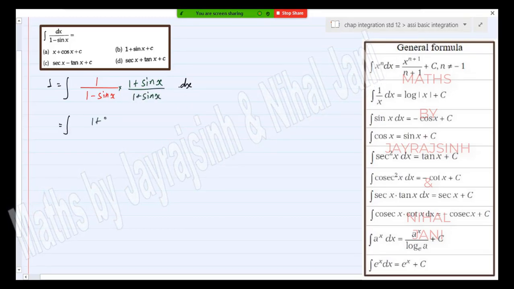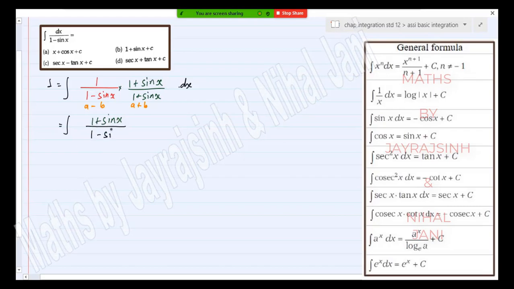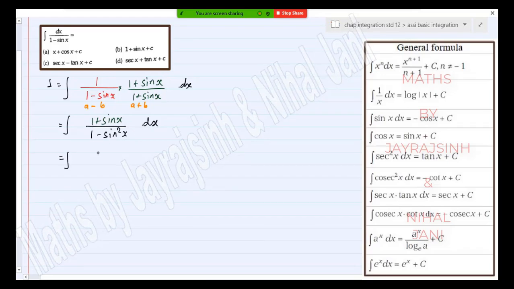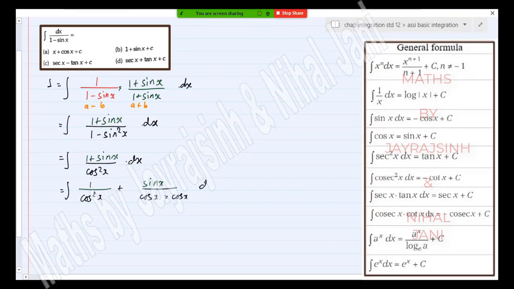One minus sin x dx, its conjugate is 1 plus sin x. Let's separate the terms. a plus b form will be converted into a square minus b square, or we can say 1 minus sin square x dx. So our numerator will be as it is, and the denominator will get cos square x, or we can say cos x into cos x dx.